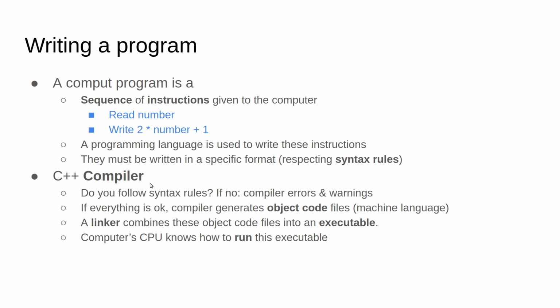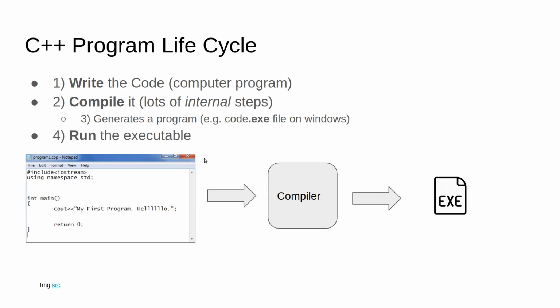A compiler is a tool to validate that you follow the syntax rules. If you didn't respect the rules, the compiler generates compiler errors. Otherwise, you get an executable to run your code. Your coding cycle is typically 3 steps: write some code, compile it, and run.